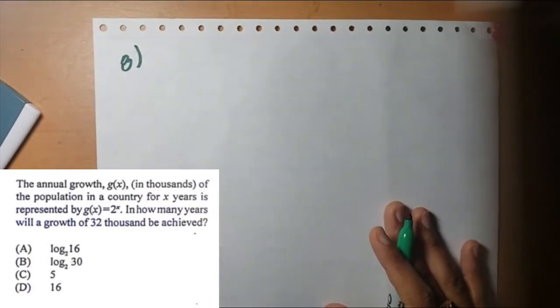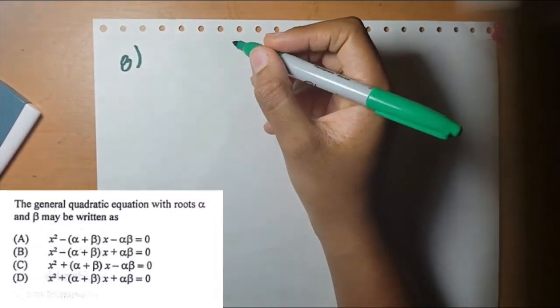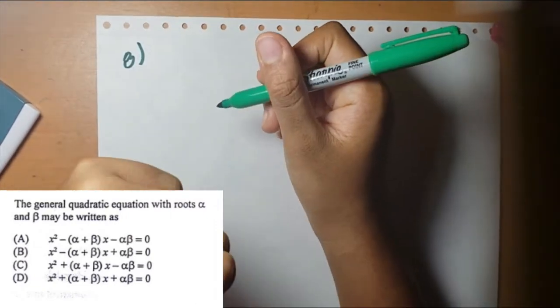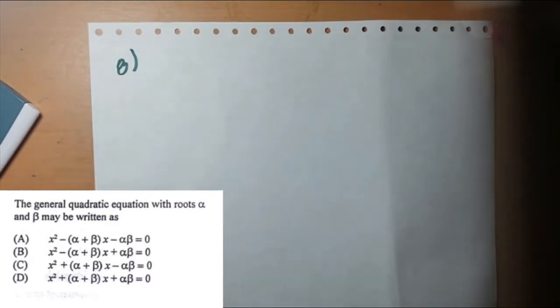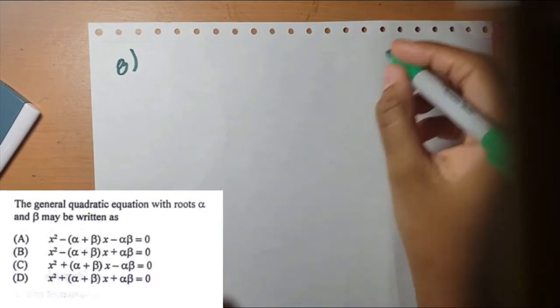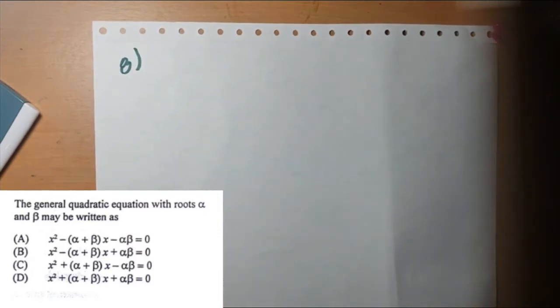Question 8 is asking about the general quadratic equation with roots a and b and how it can be written. You remember when you did this in class and it was just some long derivation? Guys, it's a multiple choice exam. You probably have 2 or 3 minutes to solve this question. You don't have time to be sitting down and writing down b is equal to this, a is equal to that. This is just one of the things that you need to know from the top of your head.